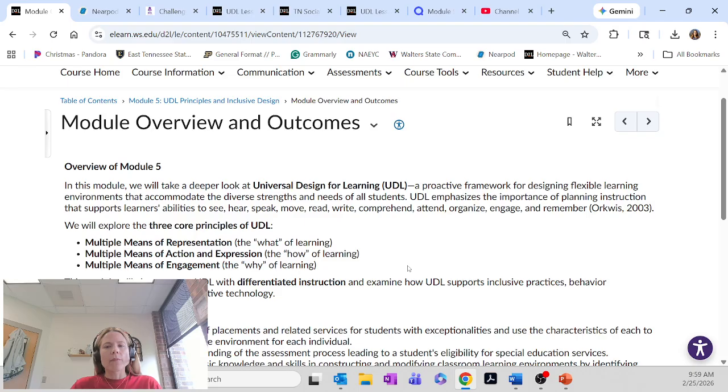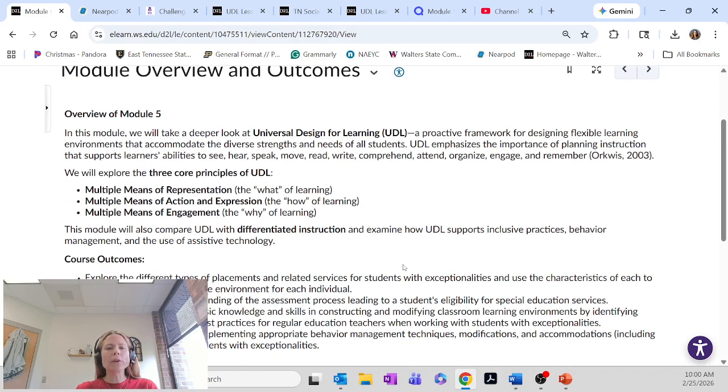Now, we know that UDL really is a framework, right? It really helps you look at your classroom environment and your diverse learners. So it's going to let you see, okay, what are their strengths? What are their needs? How am I going to plan instruction to support all learners, right? When we're thinking about our learners and what we need to support, we're looking at their abilities as far as seeing, hearing, speaking, reading, writing, moving, comprehending, attending, organizing, engaging, and remembering. So we're looking at all of those things.